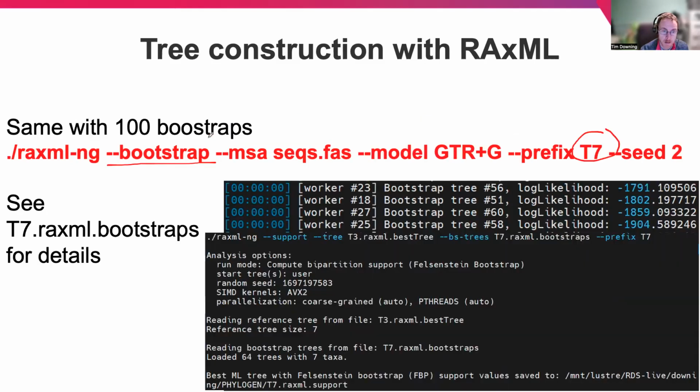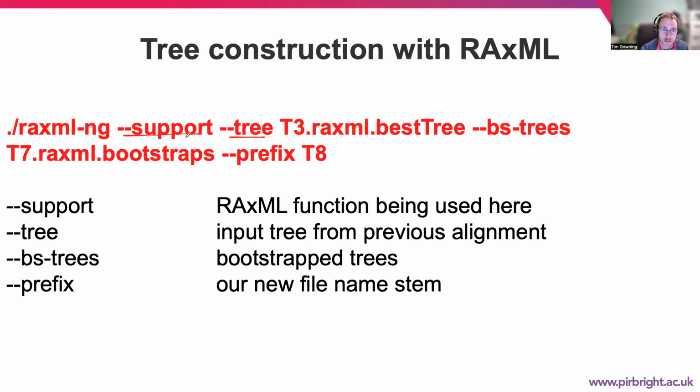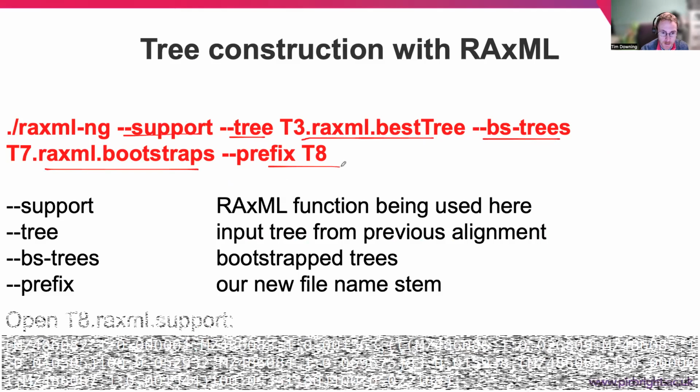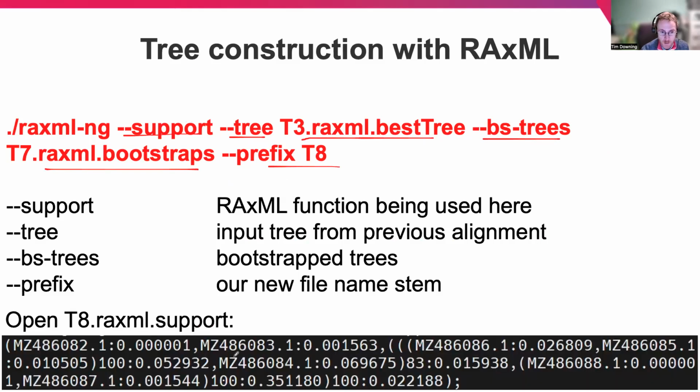The next command after the bootstraps is to assess the support. So this is the support function. For this particular tree, we're looking at the bootstrap trees. That's the file, and this is the new prefix we're using. So now we'll get a Newick file, and what we can do is construct this with RAxML. You can see our bootstraps in there inside this file.